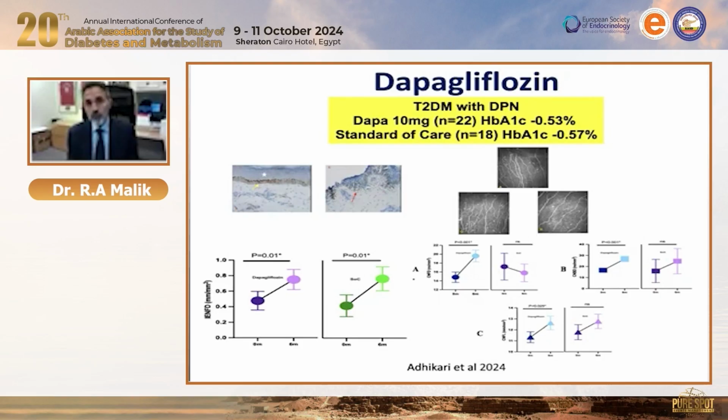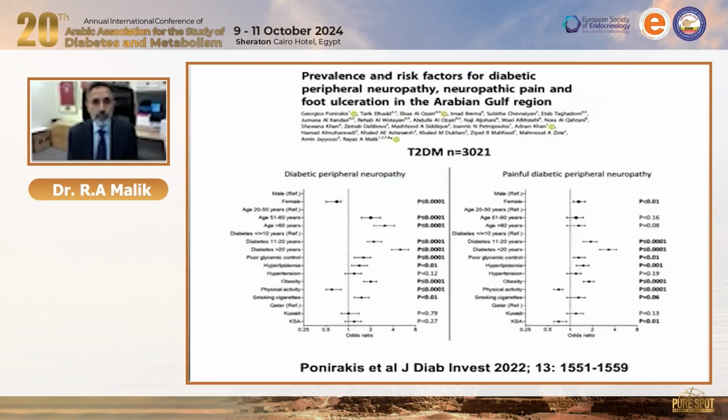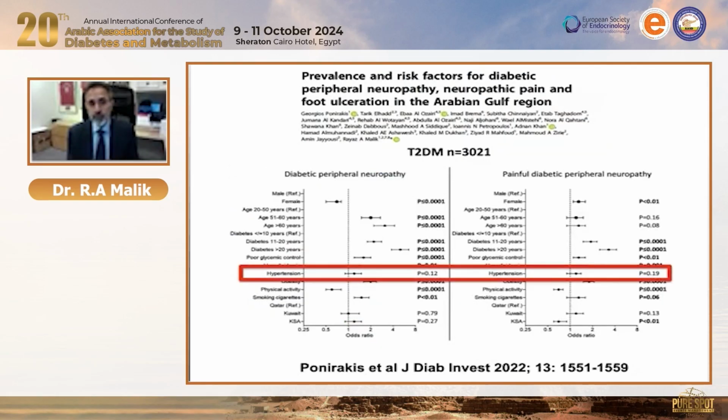So overall, it appears that dapagliflozin, an SGLT2 inhibitor, is inducing small nerve fiber regeneration. If we then move to hypertension, hypertension wasn't significant in this study, I must say, but was nevertheless a risk factor for diabetic neuropathy.